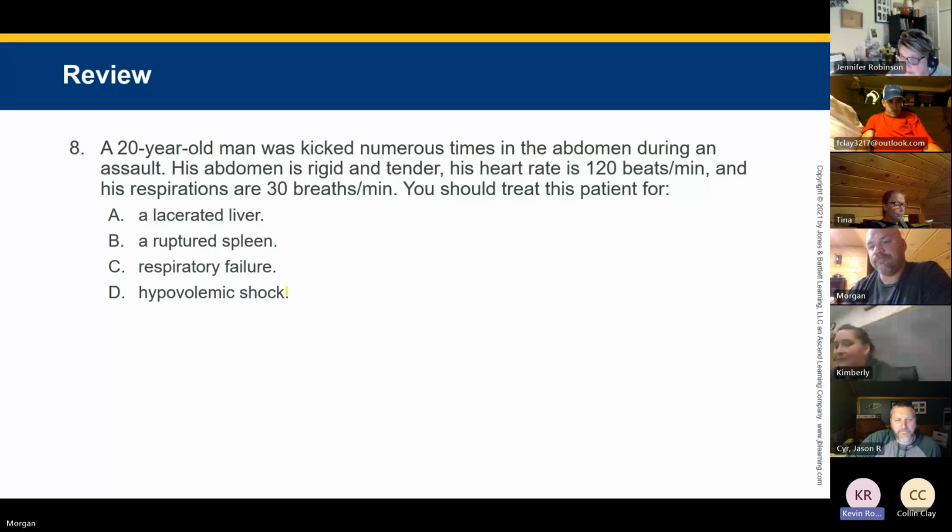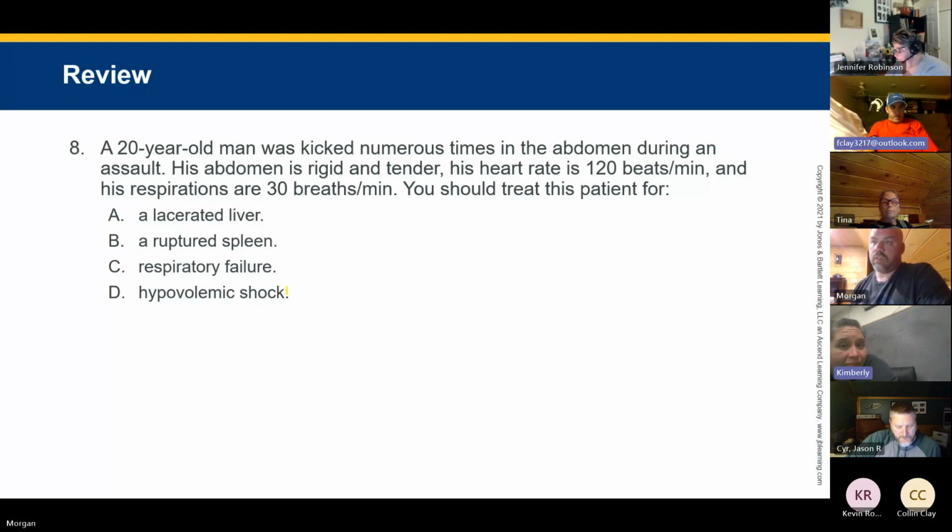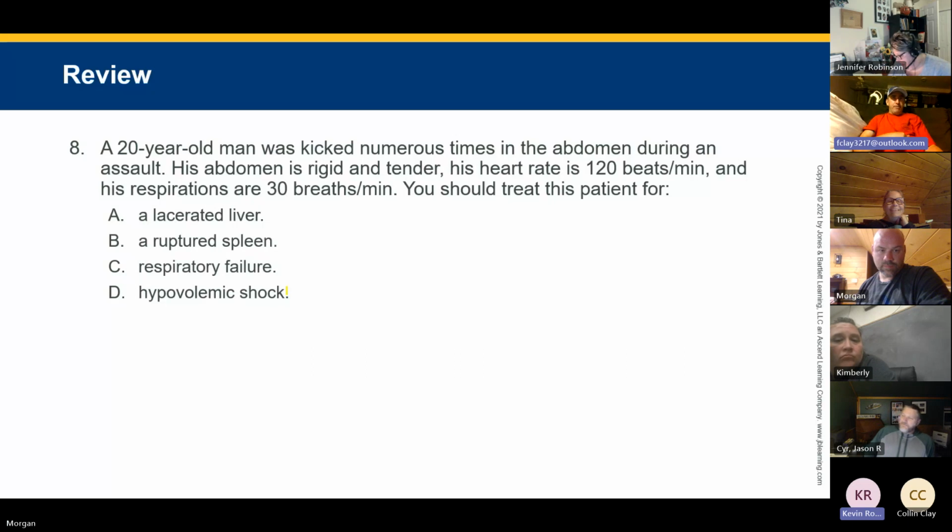I have a question for you all then. How would you know it's a ruptured spleen? When you palpate the side the spleen's on in the abdomen, the right side? I think splenic injuries have something called referred pain. So they would have shoulder pain if they have a splenic injury. And that's what they call Kehr's sign.